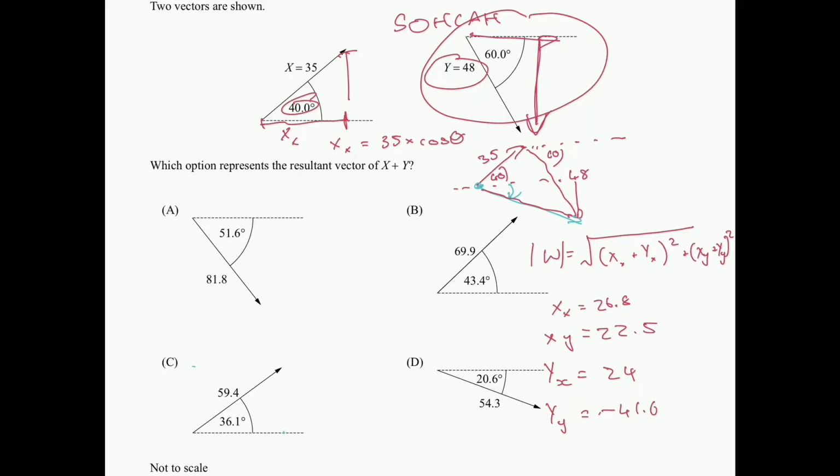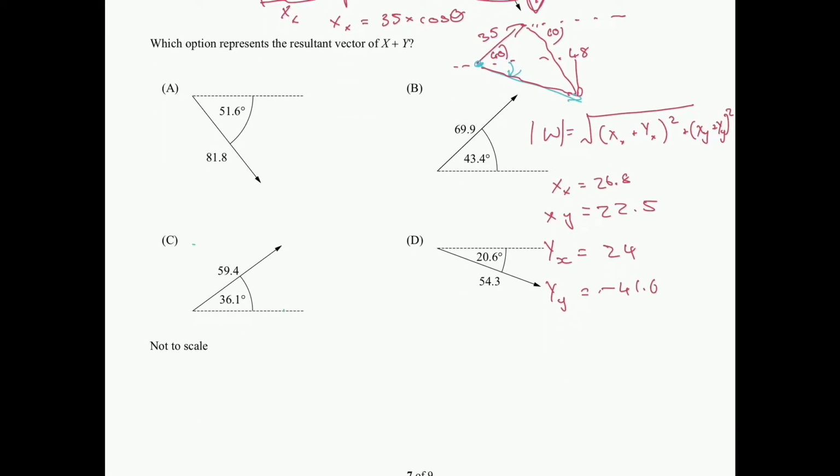And when we substitute that all in, we end up getting the magnitude of vector w equal to 54. So that's not option A, and we've already ruled out option B and option C because they're pointing in the positive direction, or their angle is positive from the horizontal. So we are left with option D because it has that 54.3.